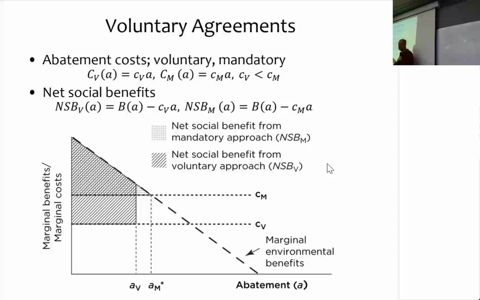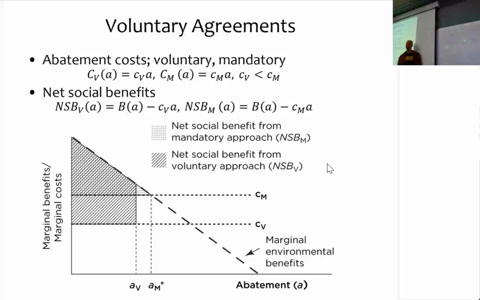The idea is that because you use private information about how easy or how hard it is to reduce emissions, the marginal cost of voluntary agreements is lower than the marginal cost of mandatory agreements, right? So the costs at the margin fall from here to here. So that is a welfare gain, right? It's cheaper to cut emissions.